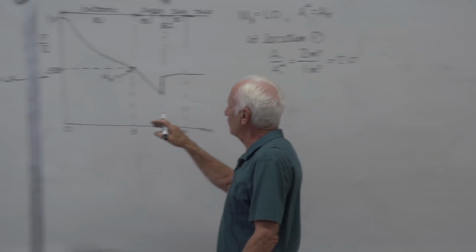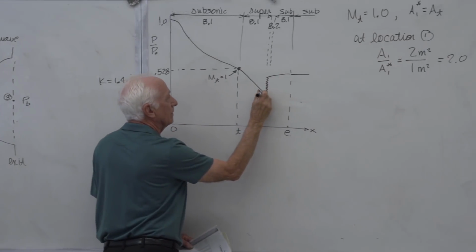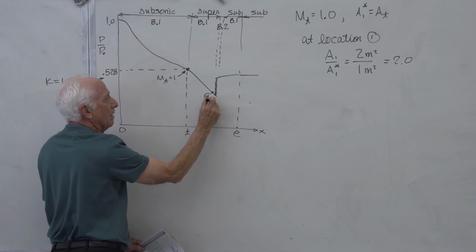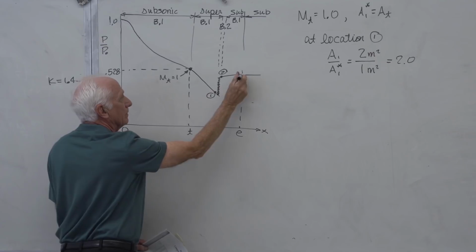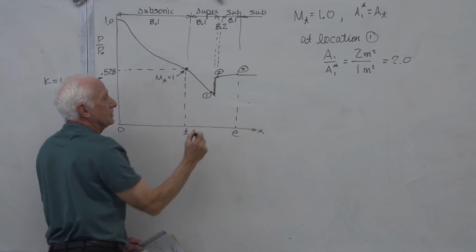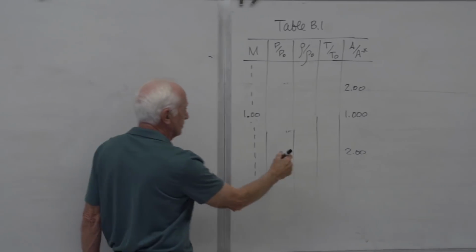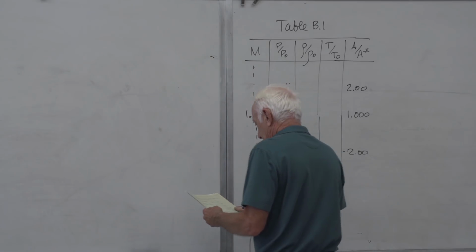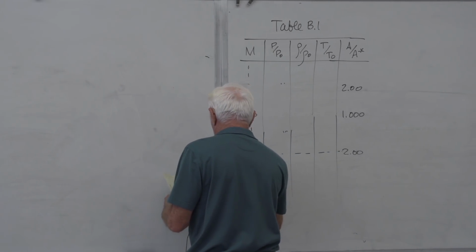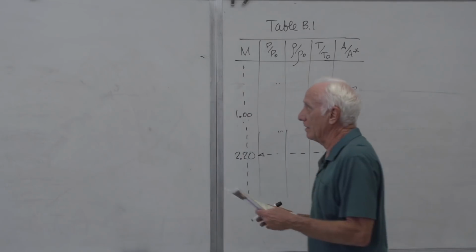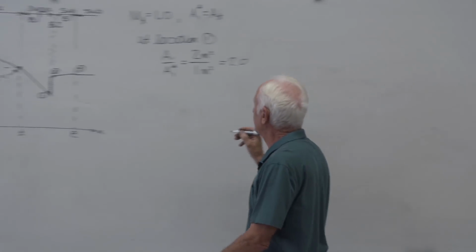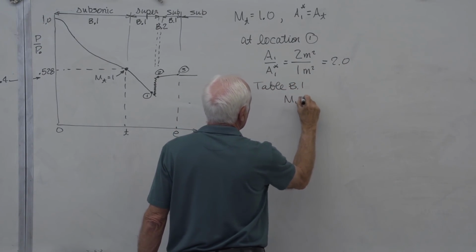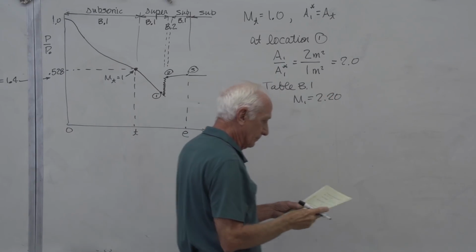What do I have at point 1? Here's point 1. What do I have? Supersonic flow at point 1. So, which one do I want? I want the supersonic Mach number. That guy is 2.20. Okay, now I've got Mach 1. So, table B1, Mach number at 1 equal 2.20. Got it.